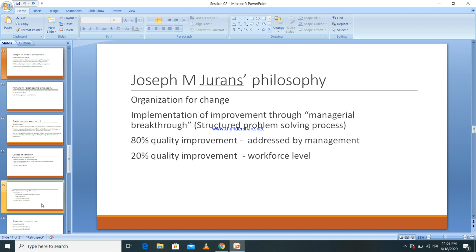We are not going to discuss Juran's philosophy in detail, but you should have the idea that it's also emphasizing the change, and you have two teams, that is the high level management who has 80% of the responsibility on quality, and the 20% of responsibility for quality is on the workforce level team in Juran's philosophy.